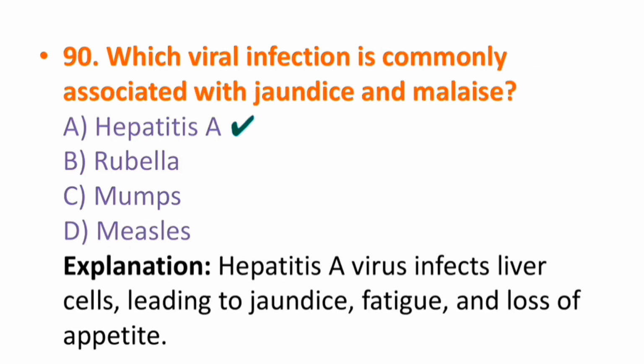Which viral infection is commonly associated with jaundice and malaise? Option A, hepatitis A; option B, rubella; option C, mumps; option D, measles. The correct answer is option A, hepatitis A. Hepatitis A virus infects liver cells, leading to jaundice, fatigue and loss of appetite. Hepatitis A virus is associated with jaundice and malaise.